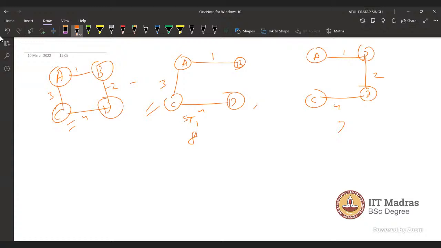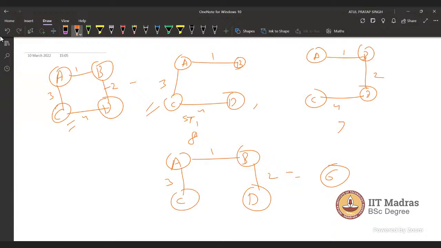For example, in this graph, if we create a spanning tree like this with A, B, C and D, this is 2, this is 3, this is 1. Now the total is 6. This is the total minimum cost of the spanning tree, and you cannot create a spanning tree with less than this cost for this graph. So this spanning tree is called the minimum cost spanning tree because it has the minimum total cost of the edges.